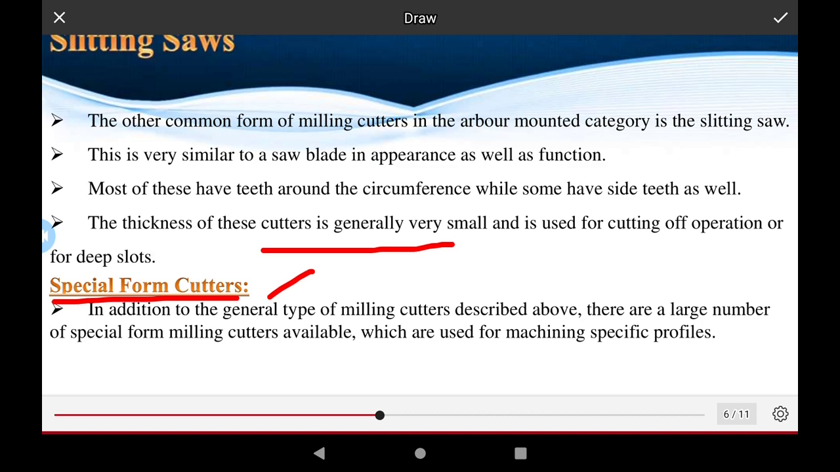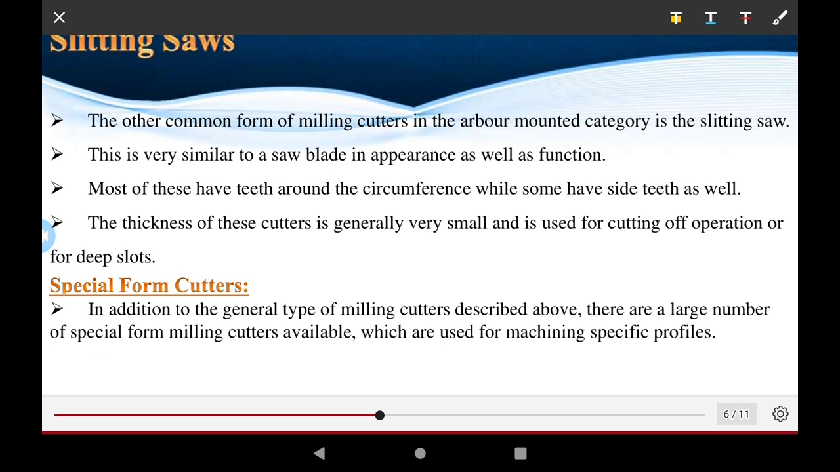In addition to the general types of milling cutters described above, there are a large number of special form milling cutters available. These are used for machining specific profiles. Some of the general milling tools perform one operation, two operations, three operations, and four operations. One tool is used for multiple operations performed on the general types of milling machines. Okay, as described, there are a large number of special form milling cutters available, which are used for machining the specific profiles in the operations.